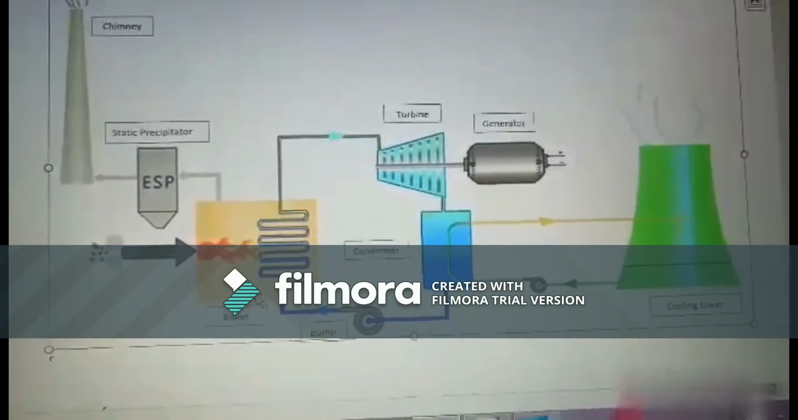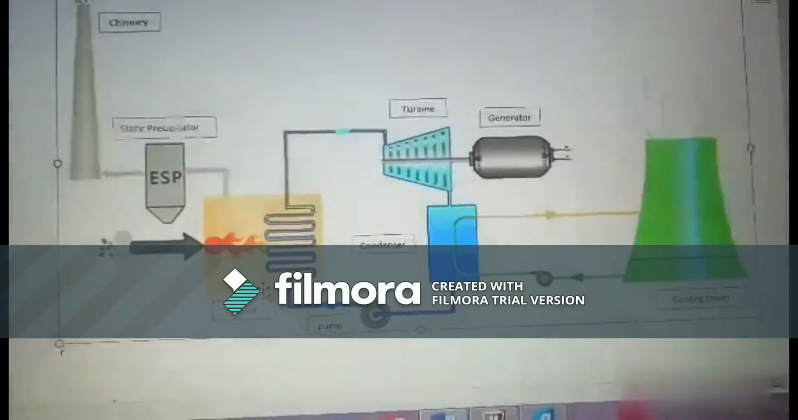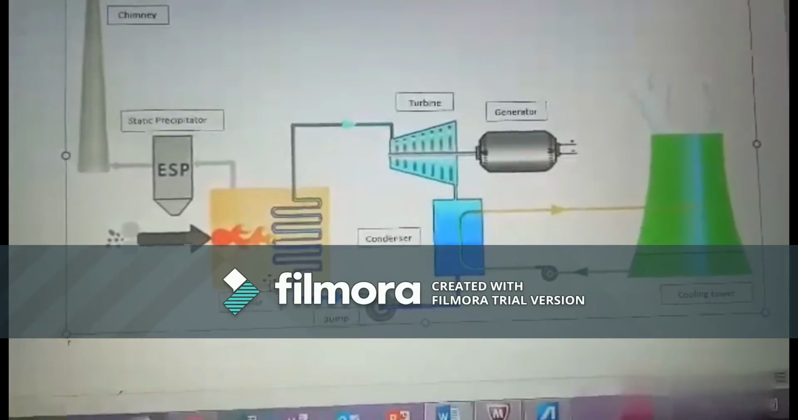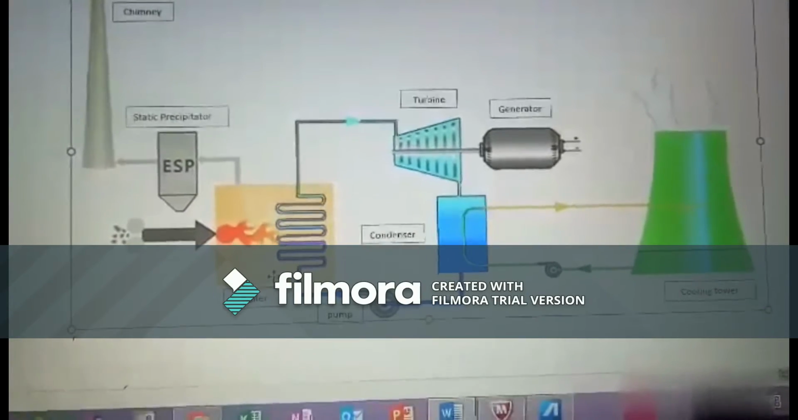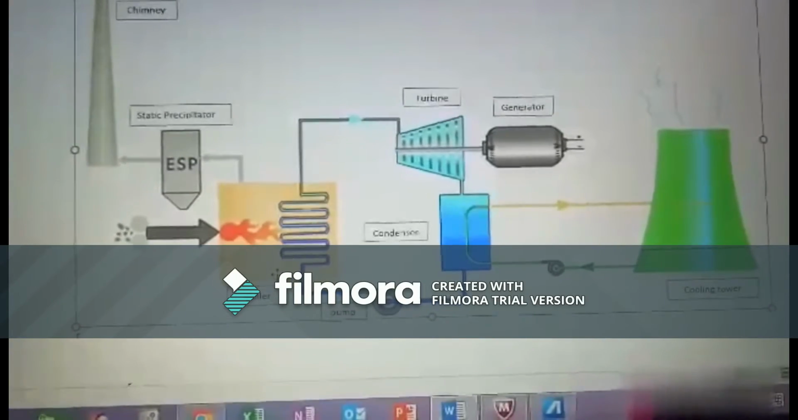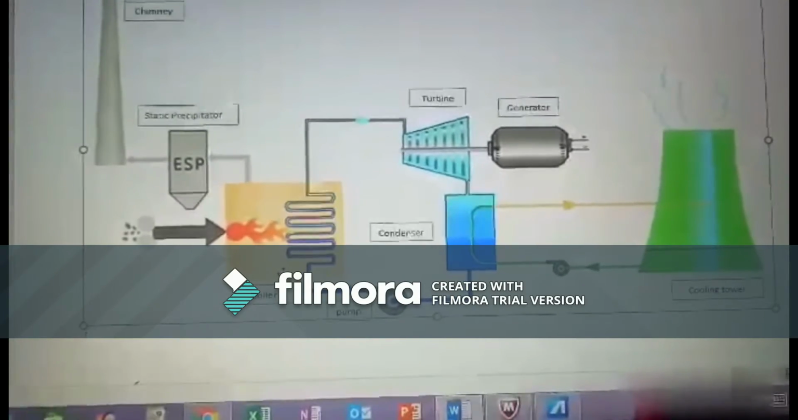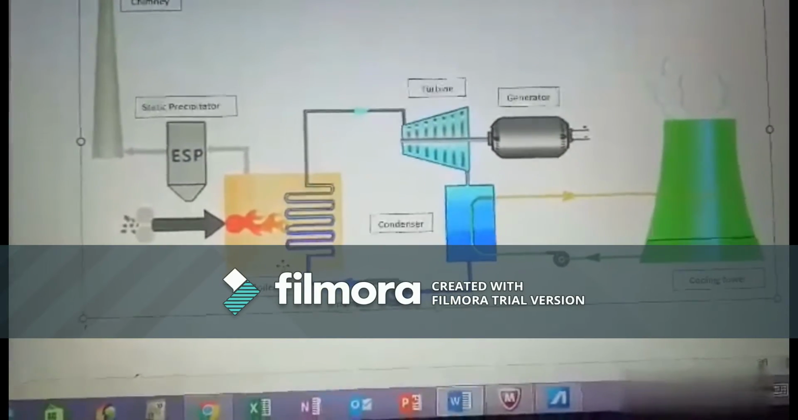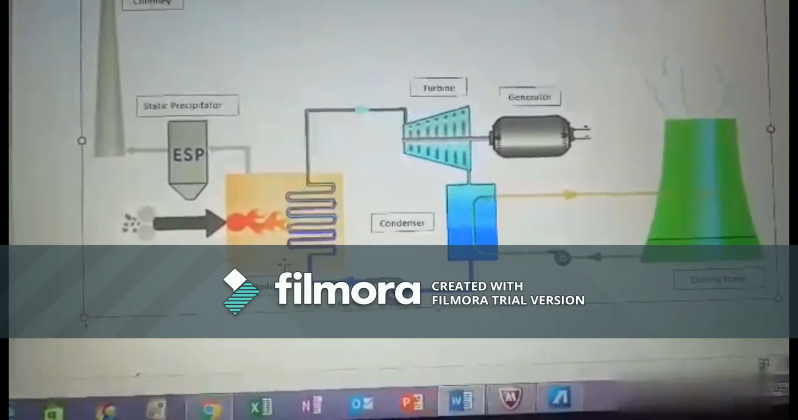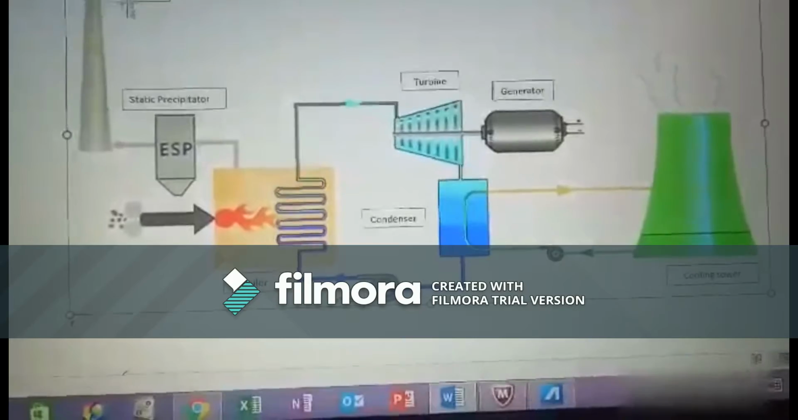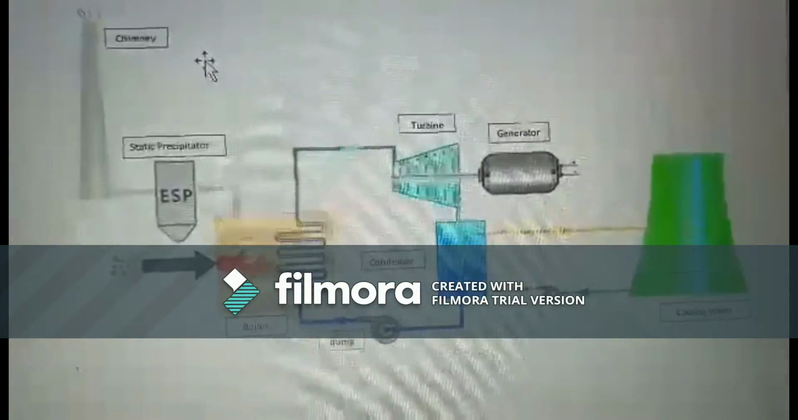Heat is added by the boiler in the thermal power plant. The fuel can be coal or nuclear, and it produces contaminants. The contaminants are removed before release to the environment by using an ESP, or electrostatic precipitator, and through the chimney. This is the chimney. That's all from me.